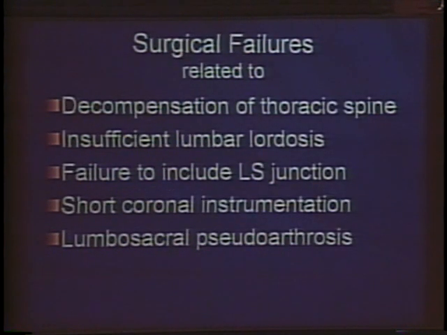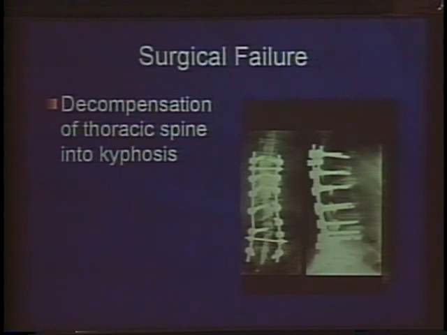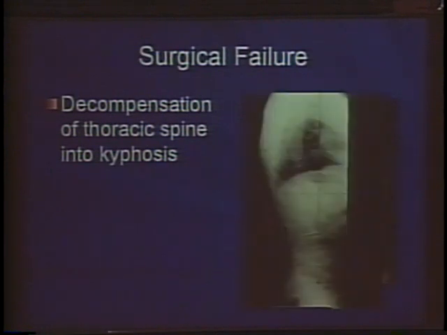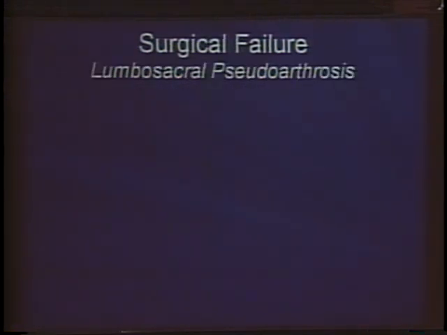So what are surgical failures related to? And we've alluded to most of these. This is decompensation of the thoracic spine, insufficient lordosis, failure to include the lumbosacral junction, short coronal instrumentation, and the development of lumbosacral pseudoarthrosis. And this is an example of decompensation of the thoracic spine. This was done, T-lifts were done distally, and we see the thoracic spine is not too bad to start with, but decompensates into kyphosis, requiring extension proximally.